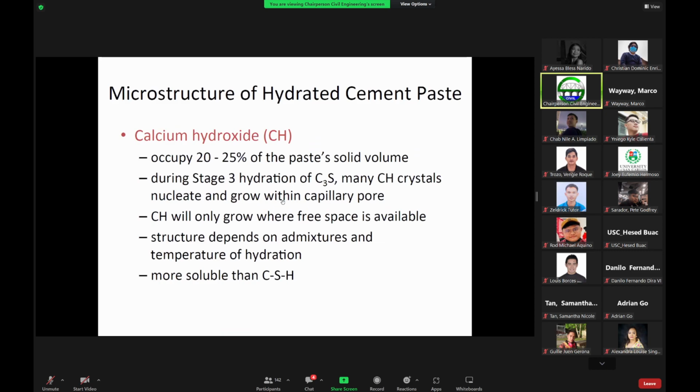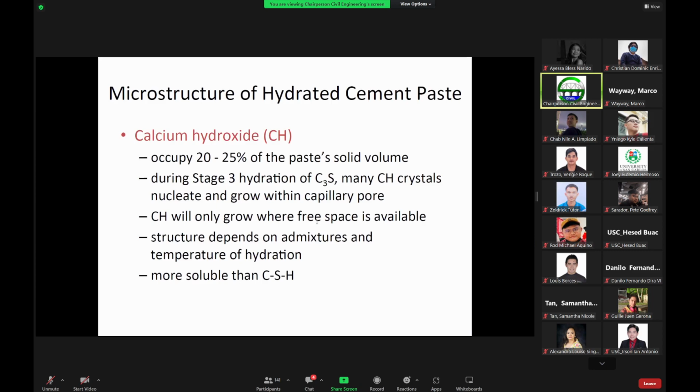Next, we have your calcium hydroxide. This occupies 20 to 25% of the paste solid volume. So during stage 3 hydration of your C3S, these CH crystals will nucleate and grow within the pores of your concrete. So it will only grow where free space is available. So if there is another CH crystal, then any new CH might stop growing or change direction. Also, when it encounters a hydrating cement particle, it will grow right around it. So it will never grow if there's no free space.